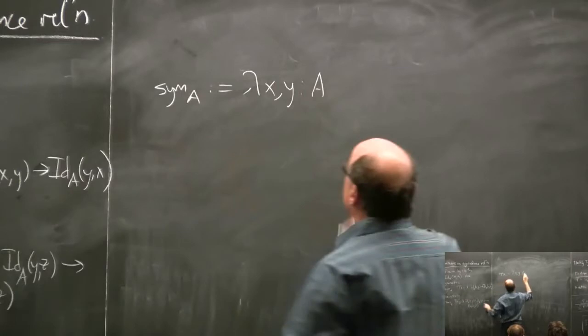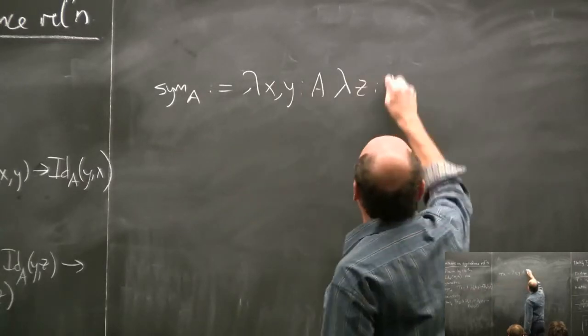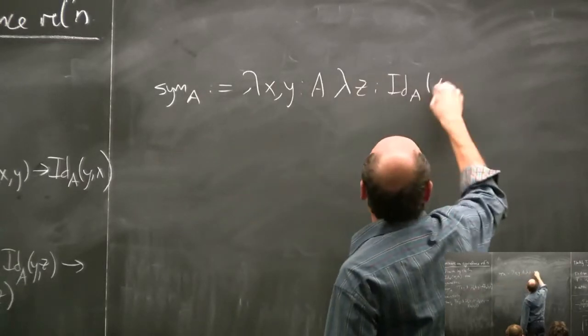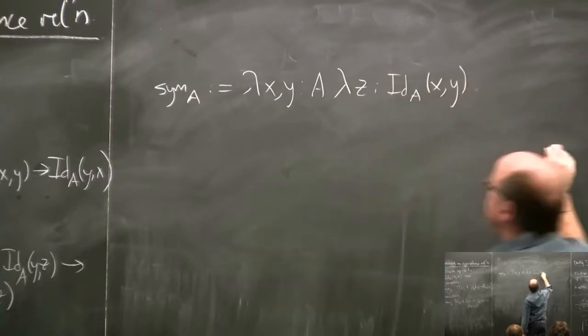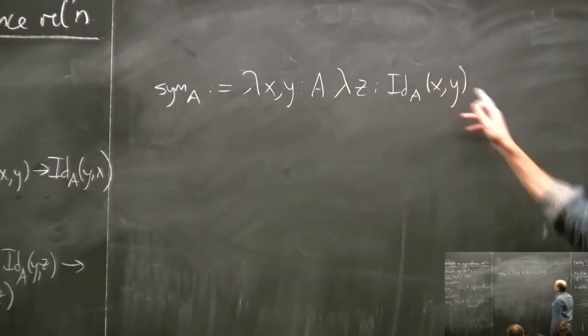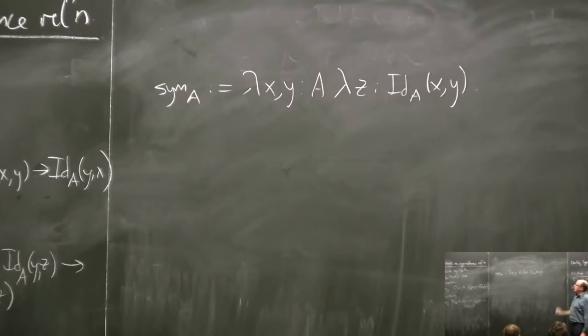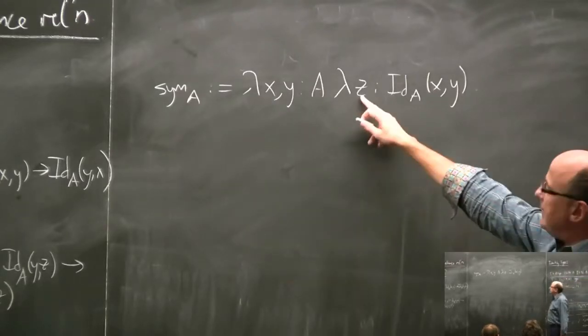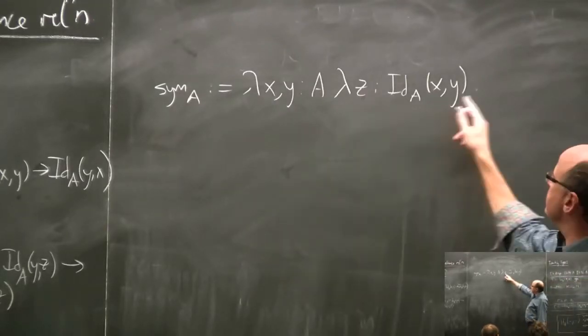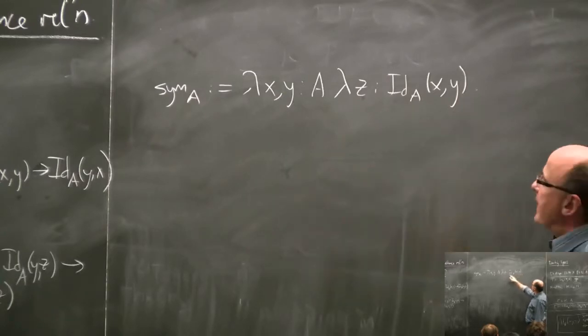I'll just write them down to remind you. Lambda xy in A, lambda z in the identity type of xy. And now I want to write a piece of code that shows up in the identity type for yx. So what do I do? Well, the only thing I've got to work on is z, and z is an element of the identity type.